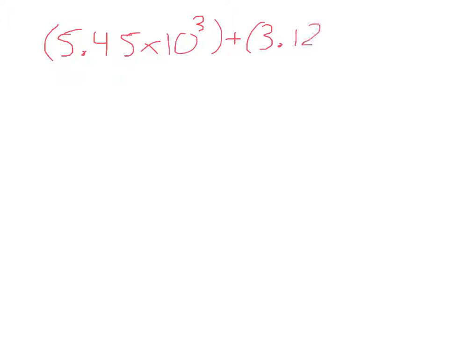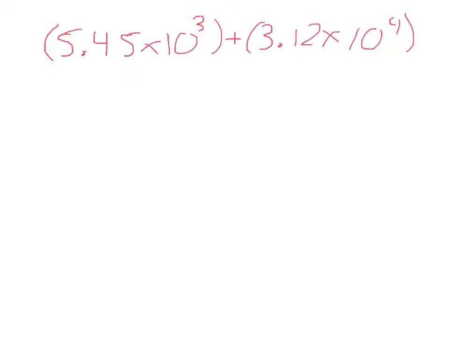So now we get to an interesting one. And this is adding and subtracting with scientific notation. This one is the one I was talking to you about a little bit in class to be prepared for. See, if I have 5.45 times 10 to the 3rd plus 3.12 times 10 to the fourth.